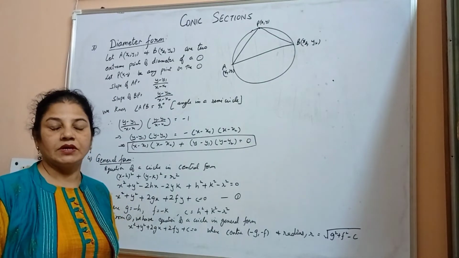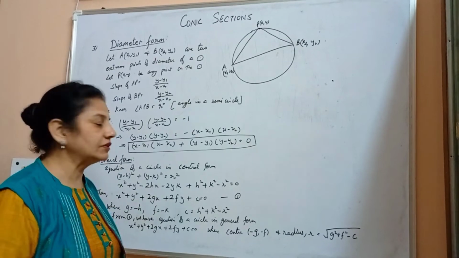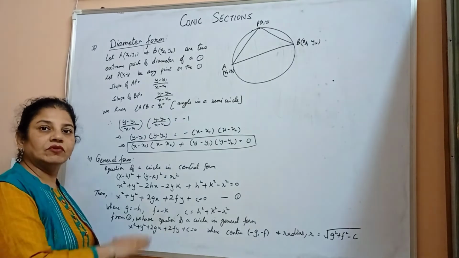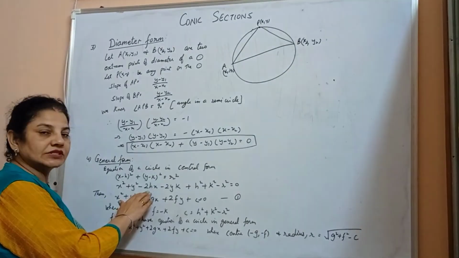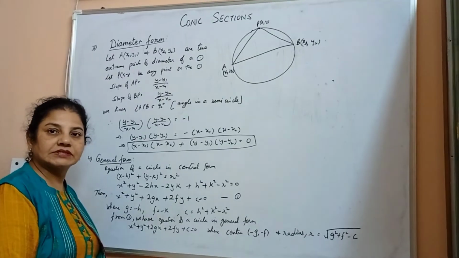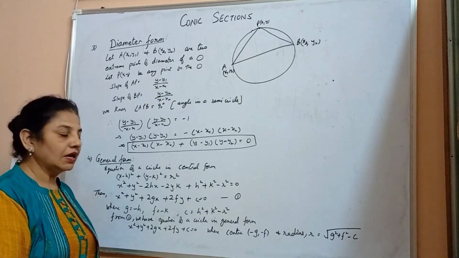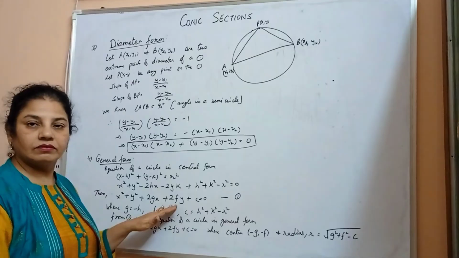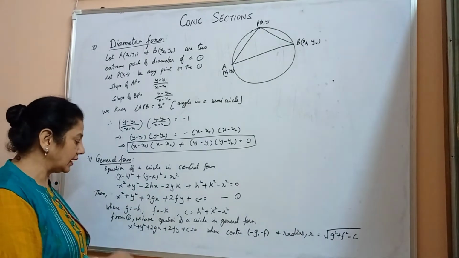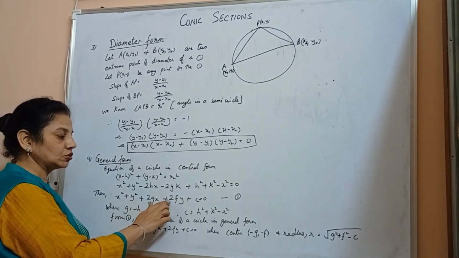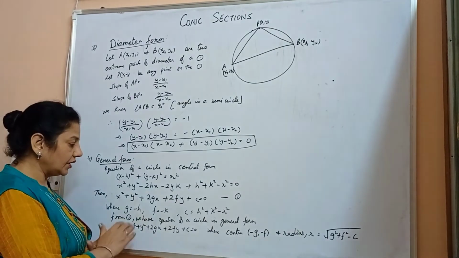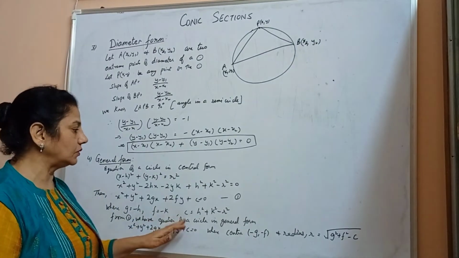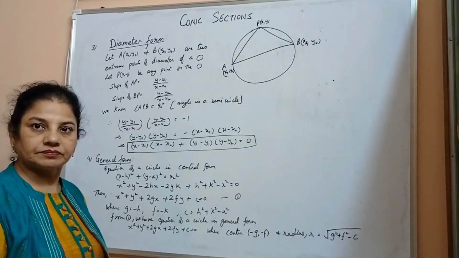Equation of a circle in general form. Recall the equation of a circle in central form, which is given as (x minus h) whole square plus (y minus k) whole square is equal to r square. When we open the brackets, we get x square plus y square minus 2hx minus 2ky plus h square plus k square minus r square is equal to 0. Now, if we replace h by g and k by f, what should we get? x square plus y square plus 2gx plus 2fy plus c is equal to 0. Here clearly we can say that g is equal to minus h and f is equal to minus k, where c is equal to h square plus k square minus r square.